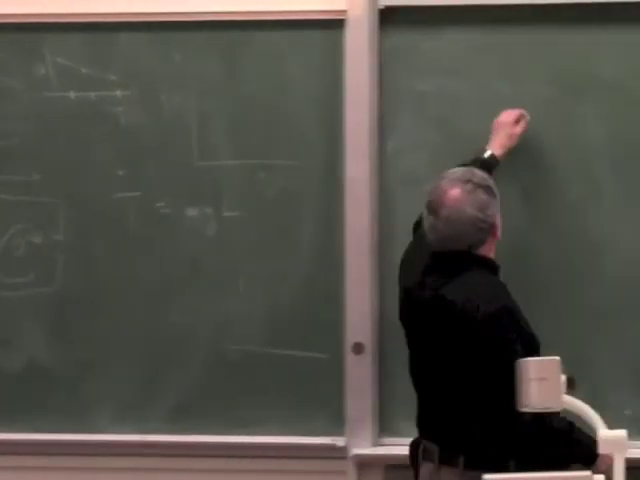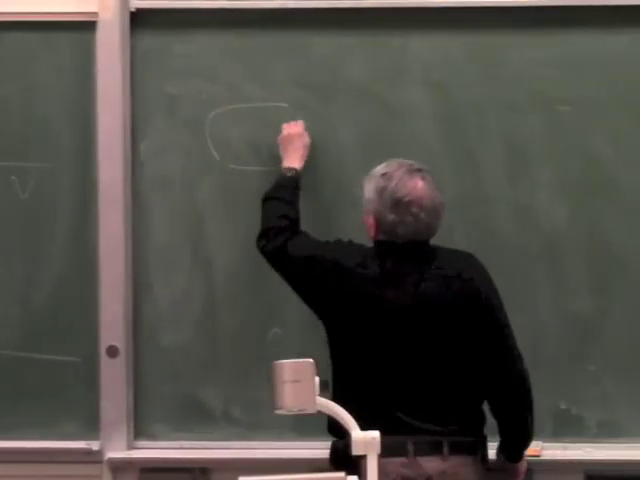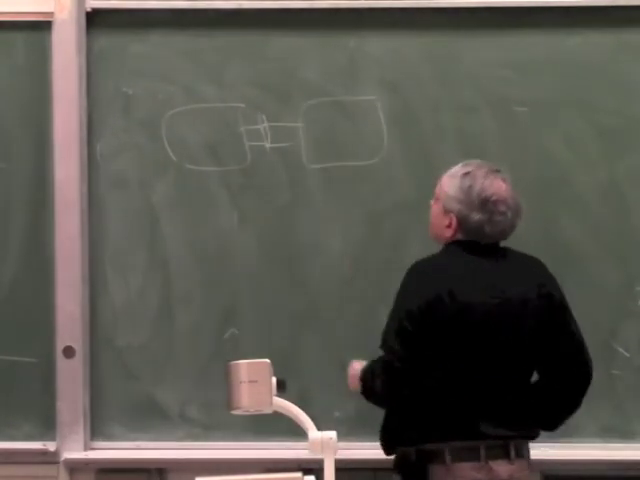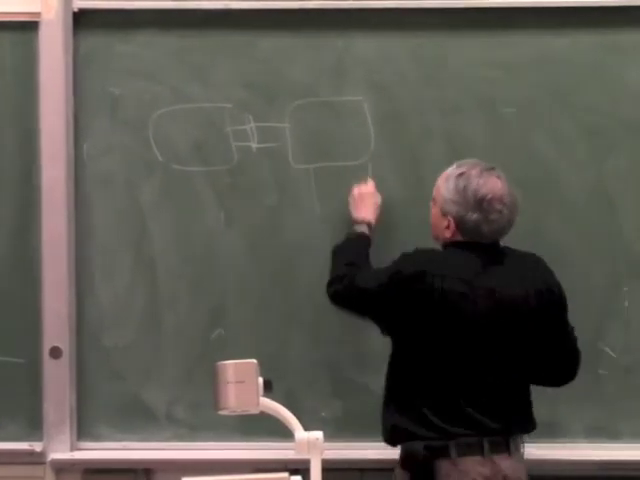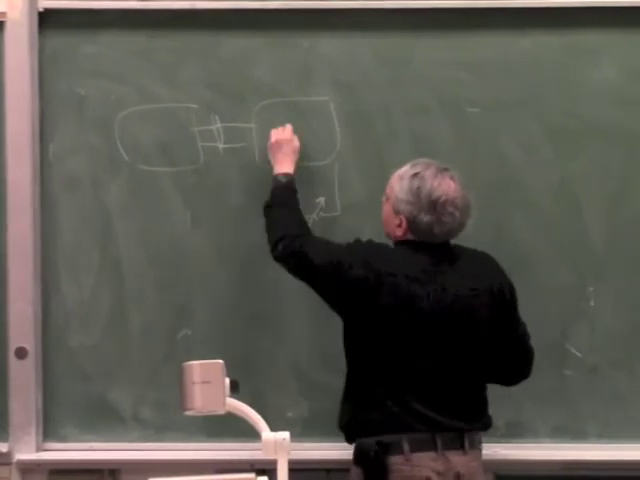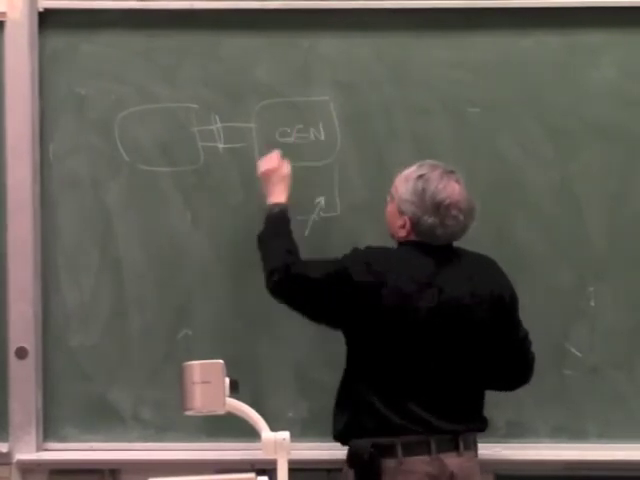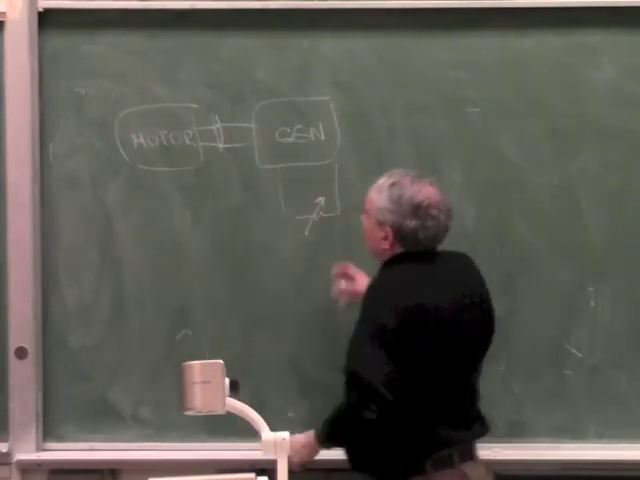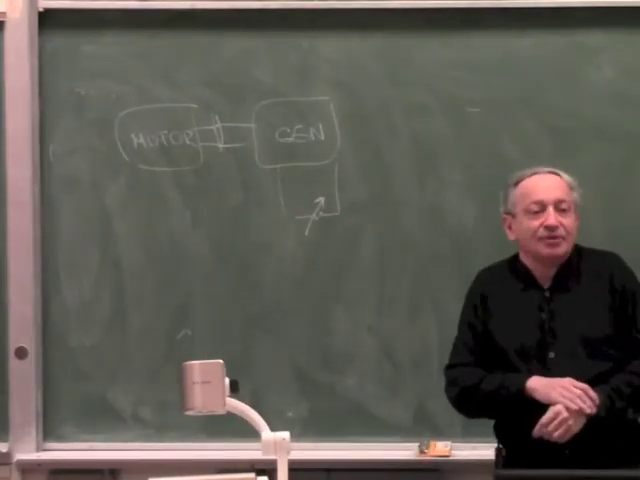So you can take the motor and connect it with a coupling to a calibrated generator. And the generator, you can change the torque by the load resistor. So this is a generator and this is a motor. And this whole setup is called the dynamometer.